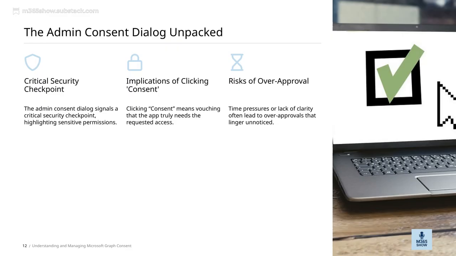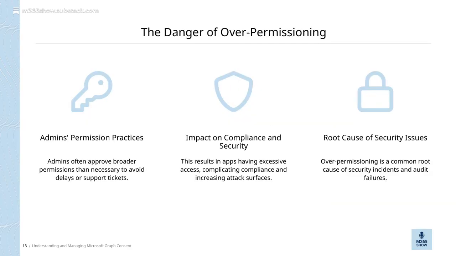Overpermissioning is something I see quite often, and it's a major root cause of security incidents and audit failures. When apps have more access than they really need, it not only creates unnecessary risks, but also makes compliance more complicated. It essentially broadens the attack surface, giving potential attackers more points of entry. A common reason behind this is that admins sometimes approve broader permissions than necessary. They do this to avoid delays or support tickets, which might seem like a practical shortcut at the moment. But in reality, it can lead to bigger problems down the line.